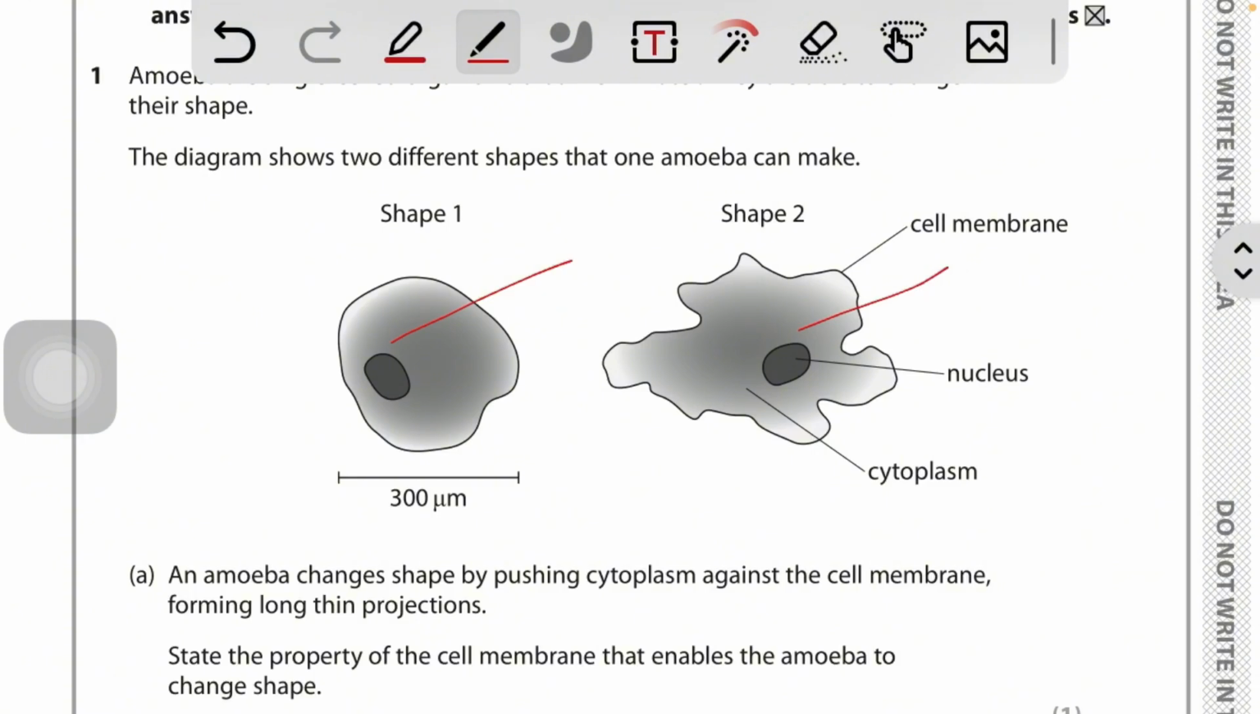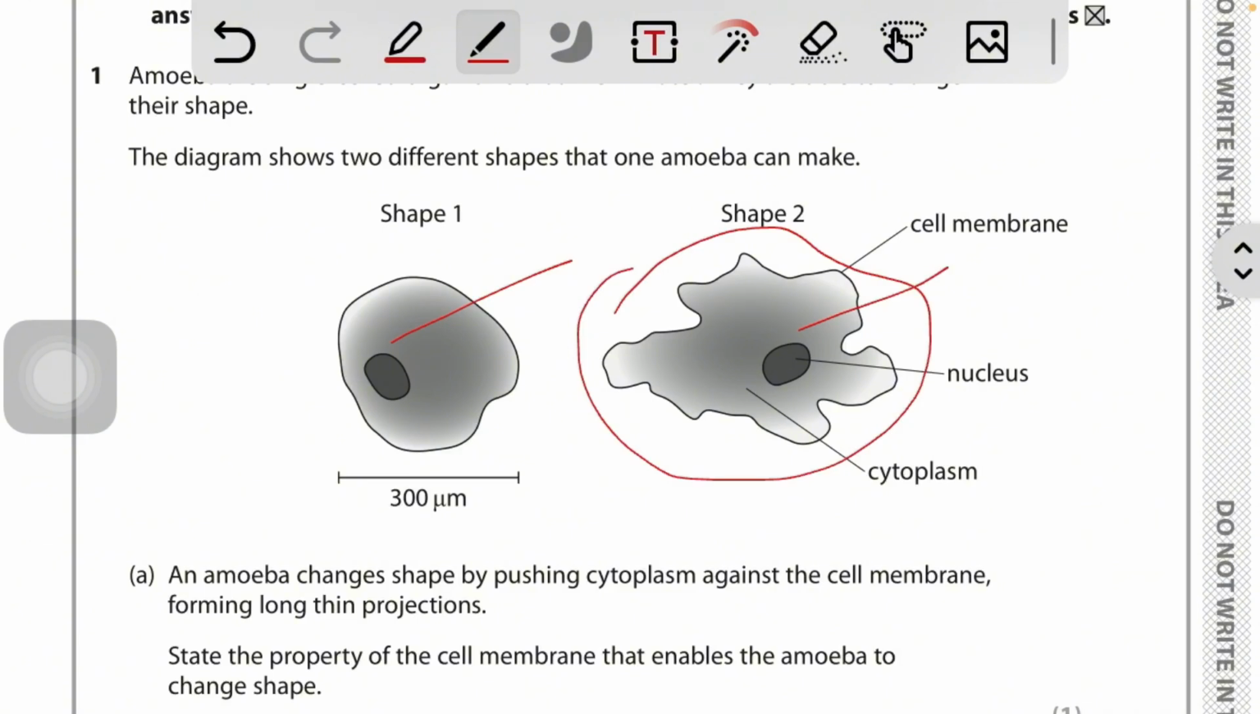1a. An amoeba changes shape by pushing cytoplasm against the cell membrane, forming long thin projections. State the property of the cell membrane that enables the amoeba to change its shape. So what can be the one property due to which the amoeba can change its shape, right? The cell membrane is not rigid. Okay, the cell wall is rigid, but the cell membrane is not rigid.